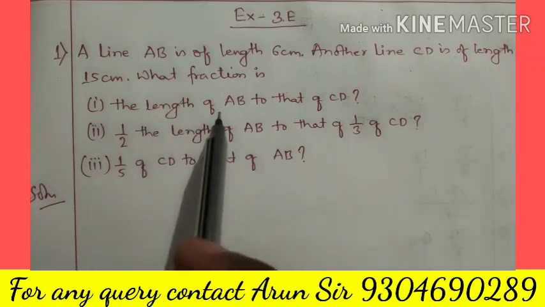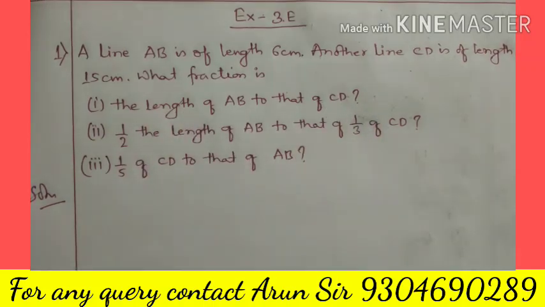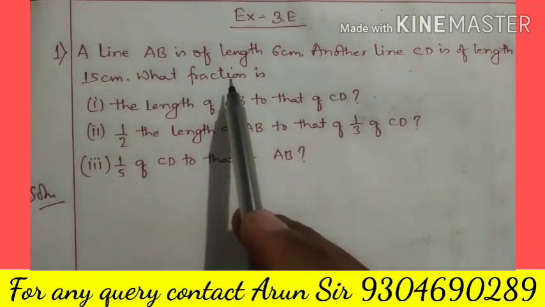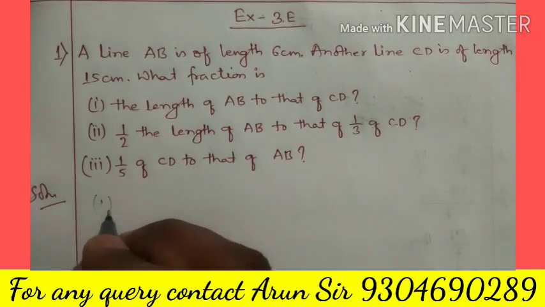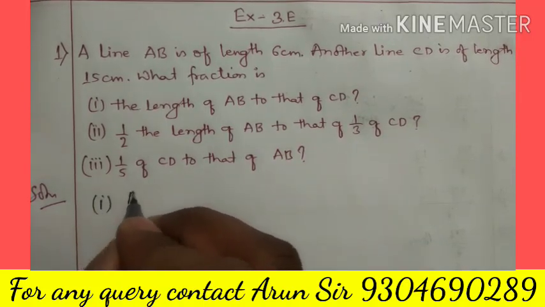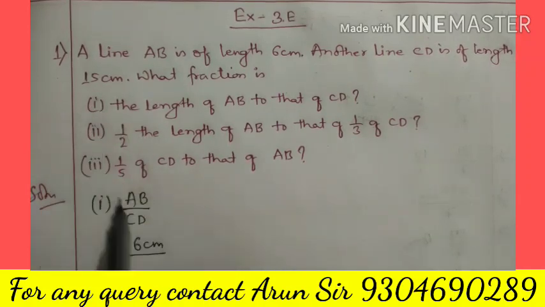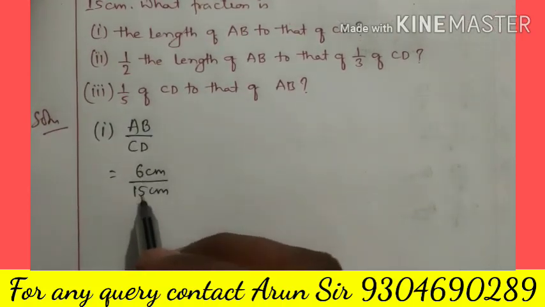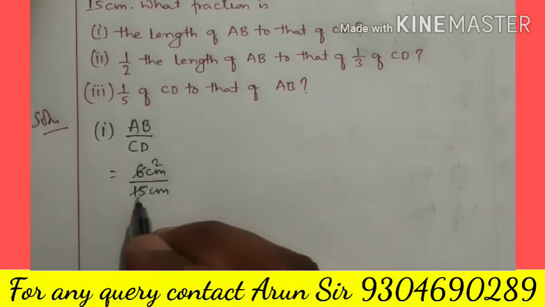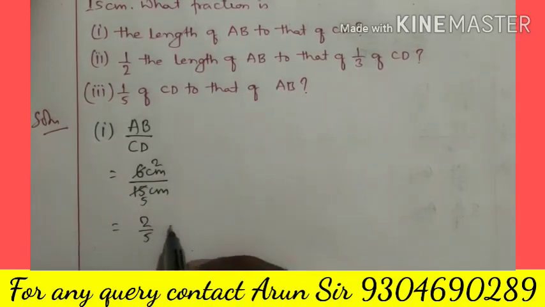The first question, the length of AB to that of CD. We have to compare the length of AB to that of CD. The question is asking about the fraction. It means in the first question, in fraction we will write AB by CD. What is the length of AB given? It's 6 centimeter, divided by the length of CD, it is 15 centimeter. Now this fraction is going to be reduced. We will reduce it. 3 2s are 6, 3 5s are 15. It is 2 by 5. This will be your answer.